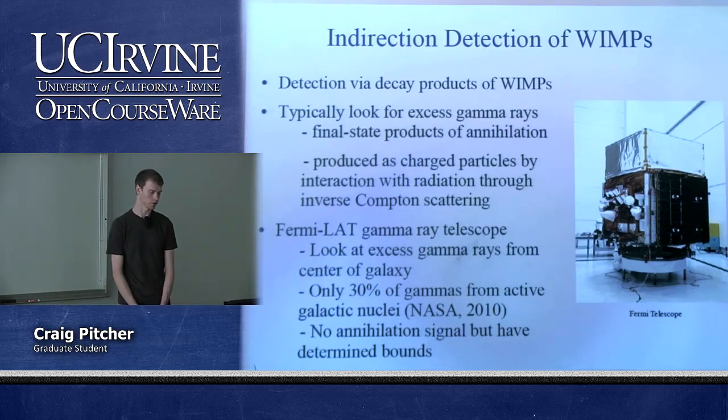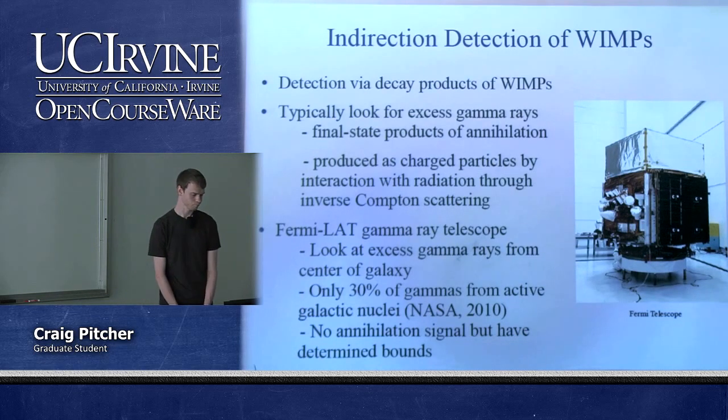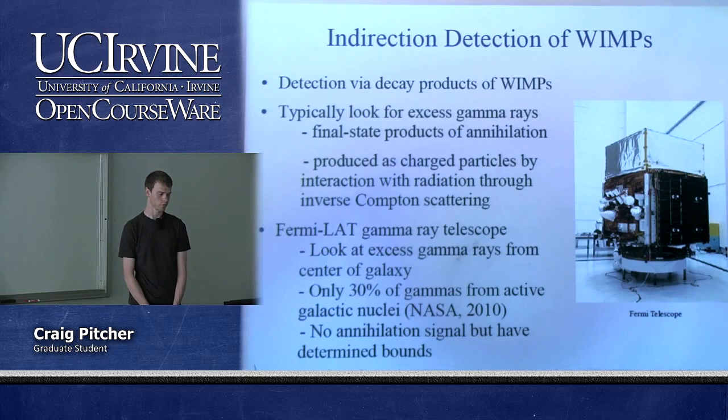So besides the direct detection experiments, there are a lot of indirect detection experiments for WIMPs. We're looking for basically decay products of WIMPs. So typically we look for excess gamma rays. Gamma rays would be produced from the final state product of annihilations of WIMPs, and they could also be produced as charged particles. I don't think I worded that correctly.